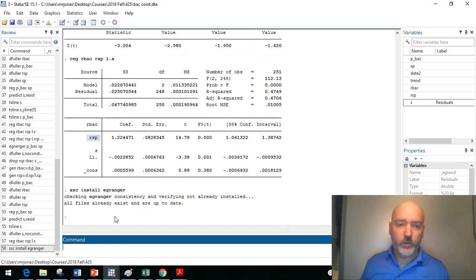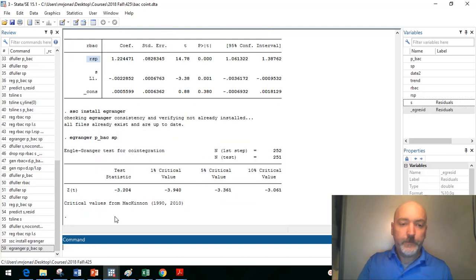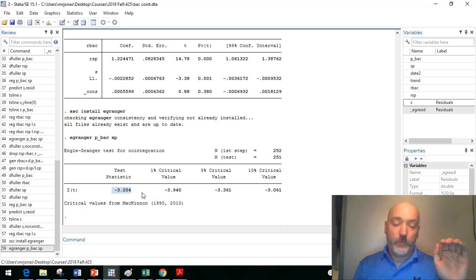And I already have it installed, and it should tell me that. But once you have that installed, you'll be able to run this command that has quite a few different options. But the most basic is if we just type in Engle-Granger and then list the variables that we want to put in our cointegrating system, in this case our asset price, BAC, and our S&P level. Okay. And look what it does. It gives us the test statistic for testing the stationarity of that S, residual linear combination. So it estimated the linear combination for us, it estimated the cointegrating equation, saved the residuals, and tested it.